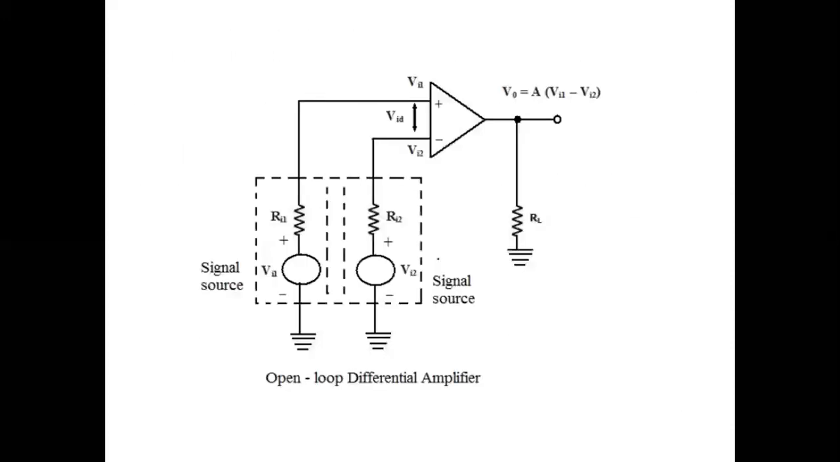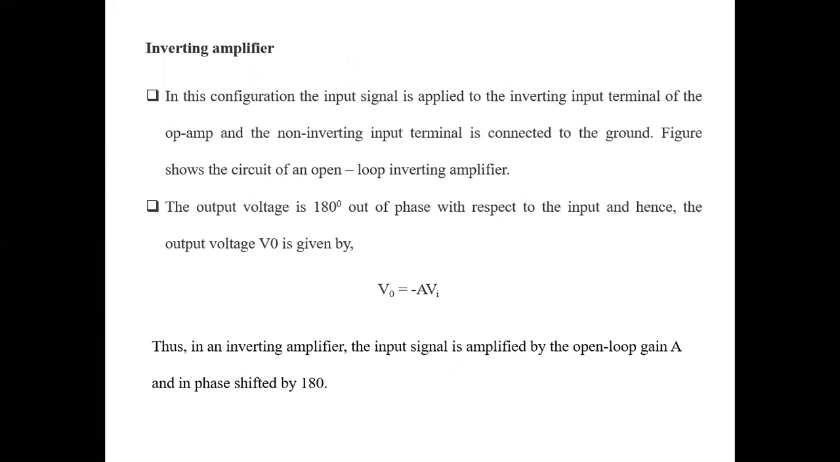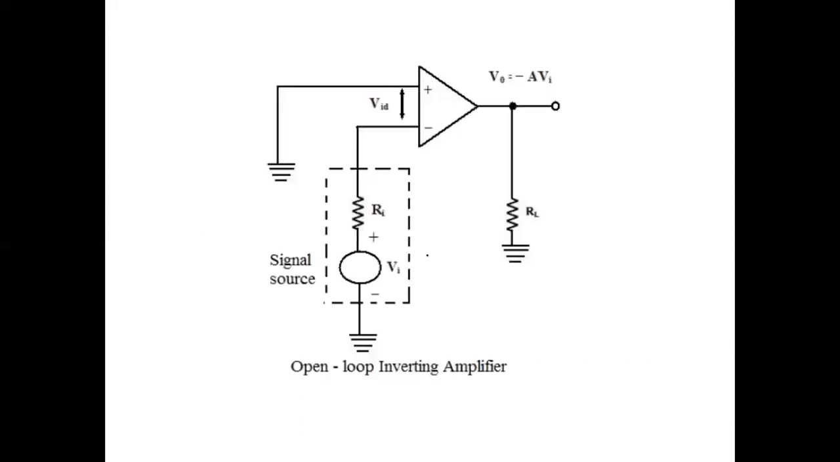Open loop differential amplifier is an example of the open loop configuration. That means there is no connection between the input and the output, so it is called an open loop differential amplifier. Same as the inverting amplifier, V out is equal to minus A into V input. The output voltage has a 180 degree phase shift with respect to the input, hence the output voltage V0 is equal to minus A into Vi. This is the open loop inverting amplifier.